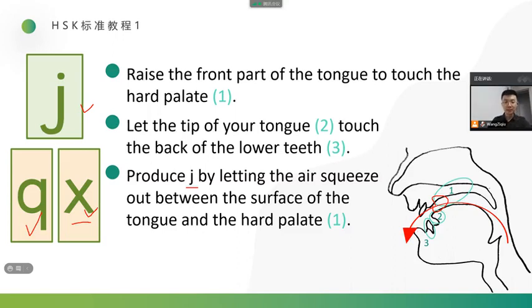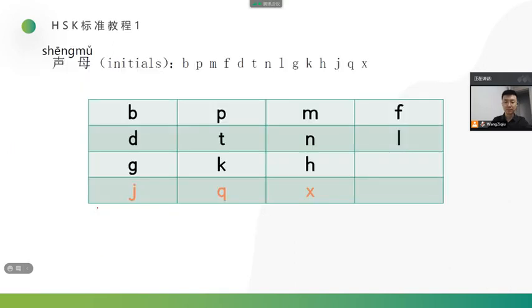Okay, these three initials are a little bit difficult for you to pronounce. Please practice them after class. Now we have learned these very basic initials in Chinese pinyin. Now let's read them together. You can try to read after me. Listen.